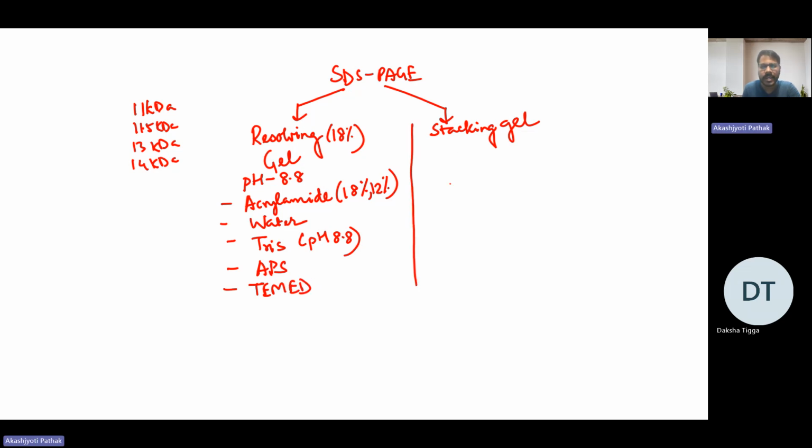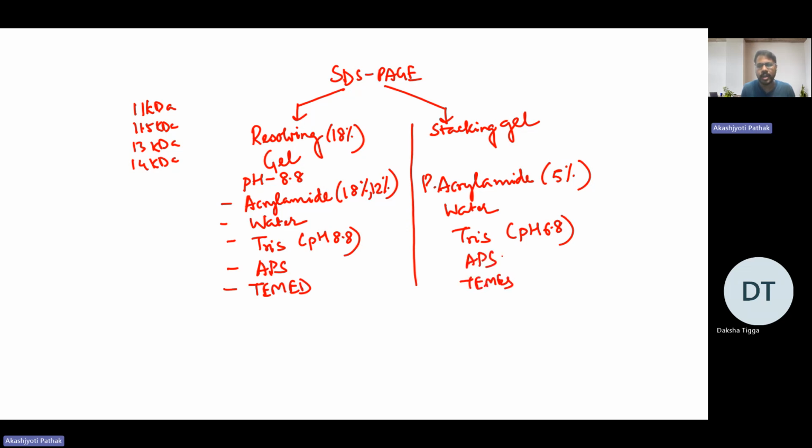And for preparing the stacking gel, your stacking gel has a fixed polyacrylamide concentration. It has 5% polyacrylamide. And other than this, you add water and all these other components. The Tris you use for preparing a stacking gel has pH 6.8. Okay, pH 6.8, and then you add APS and TEMED.